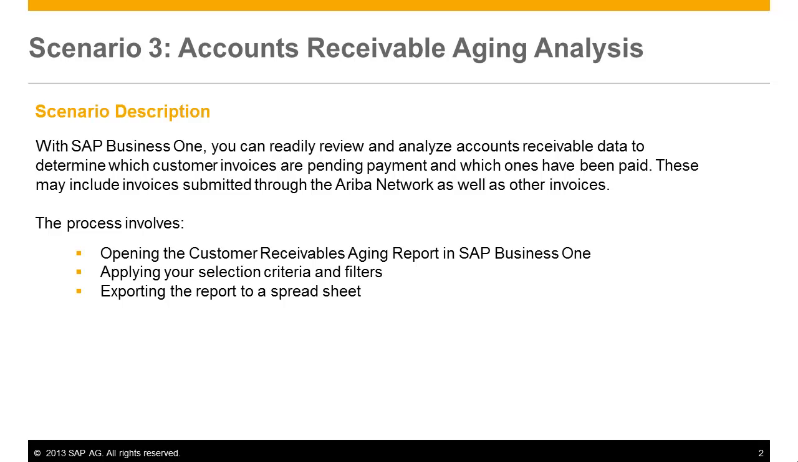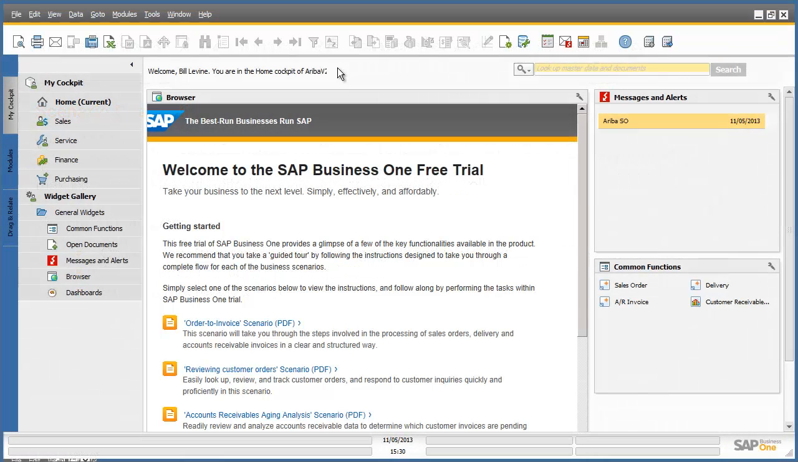The process involves opening the customer receivables aging report in SAP Business One, applying your selection criteria and filters, and then exporting the report to a spreadsheet. We are now logged in to the SAP Business One system.